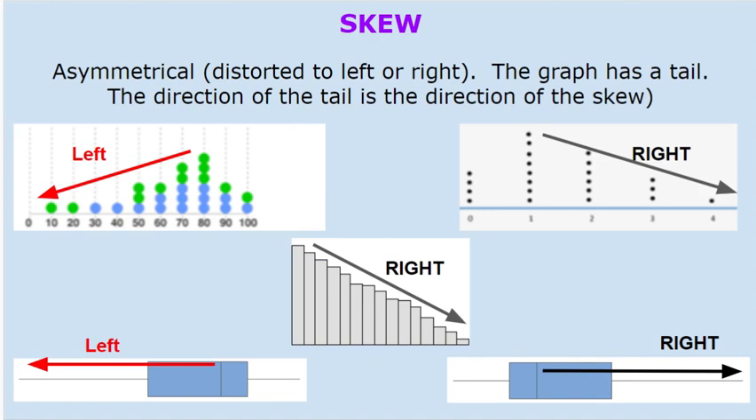So, for example, if you looked at the dot plot at the top left, you can see the data falls off to the left. So this graph would be considered skewed left. If you look at the histogram in the middle of the slide, you'll see the data clearly falls off to the right. So that graph would very well be considered skewed right.